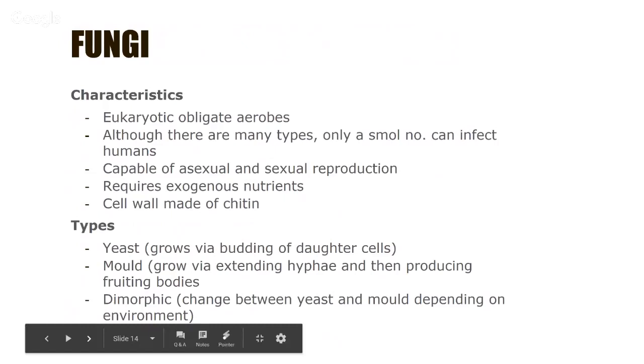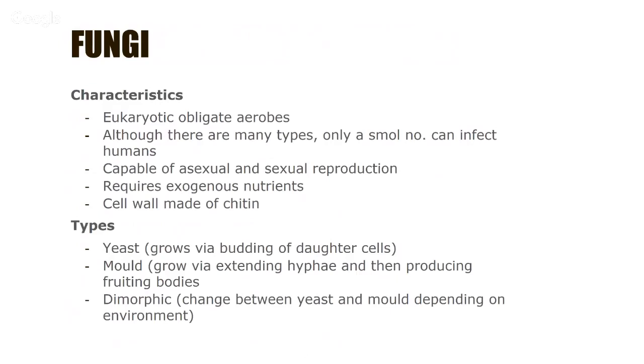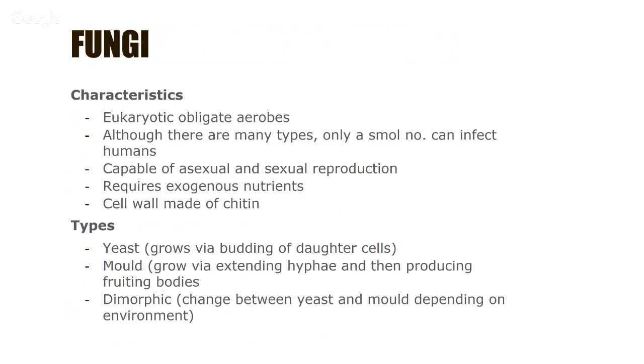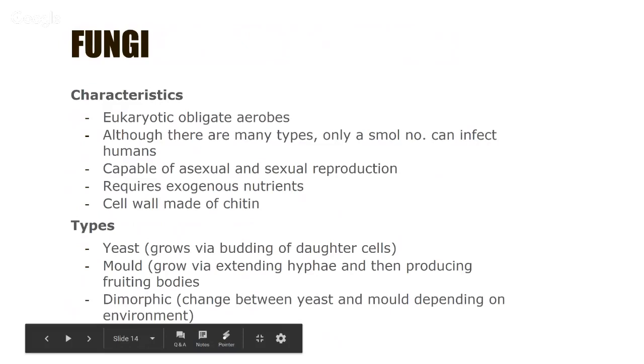Fungi, again, they're eukaryotic obligate aerobes, which means that they are eukaryotic cells which can survive only in aerobic conditions. So these won't be found in things like the gut, where you often have anaerobic conditions. Cell wall is made of chitin. This is important because it often comes up in exams. You have different types. Here you have your yeast, your molds, and also your dimorphic fungi. Your yeast and molds are fairly easy to understand.